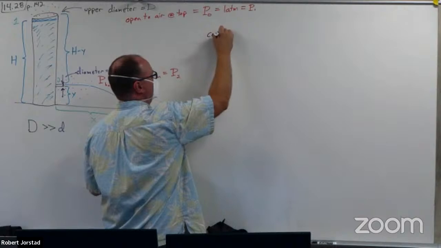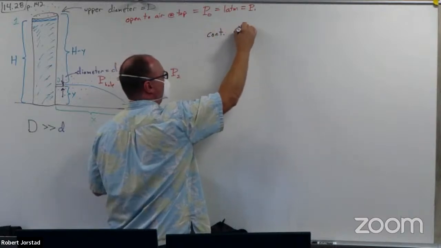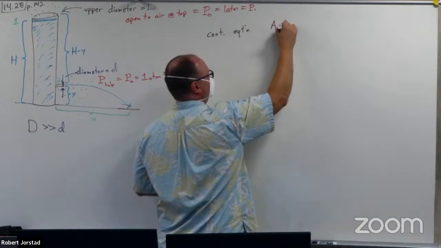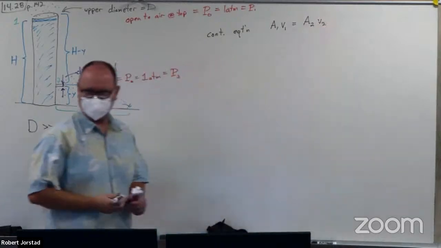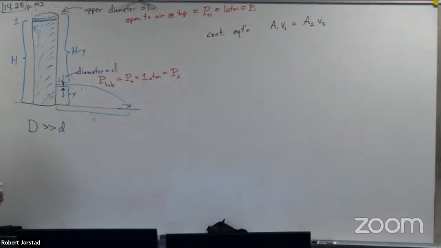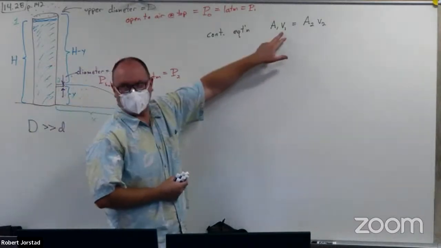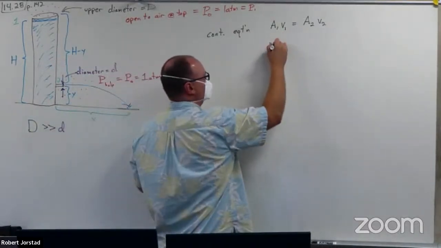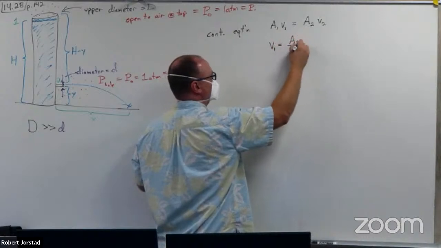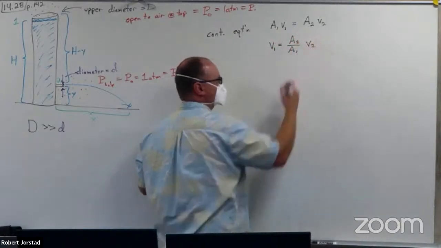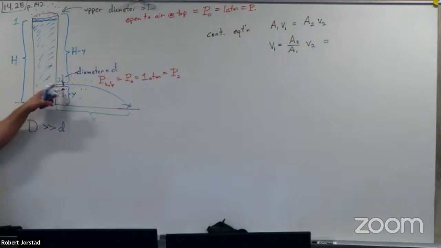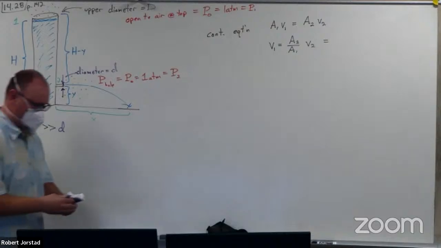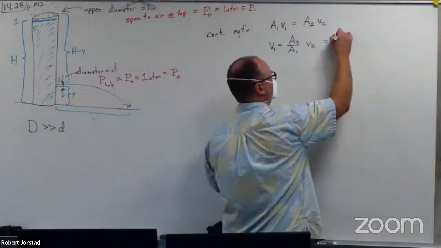There are 2 equations we almost always use. The continuity equation tells us area 1, speed 1 equals area 2, speed 2. In this case, let's solve this for speed 1, the speed at the top. What's the equation for areas in terms of diameters? Pi D squared over 4. Yep, that's it.